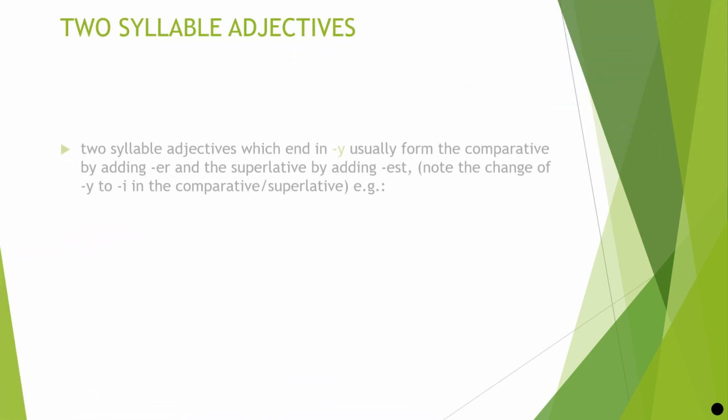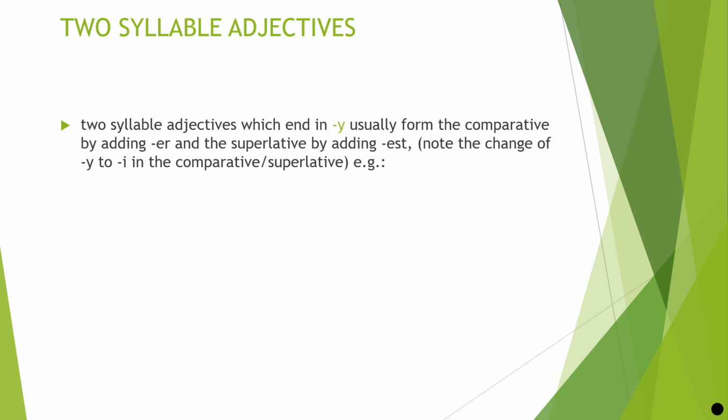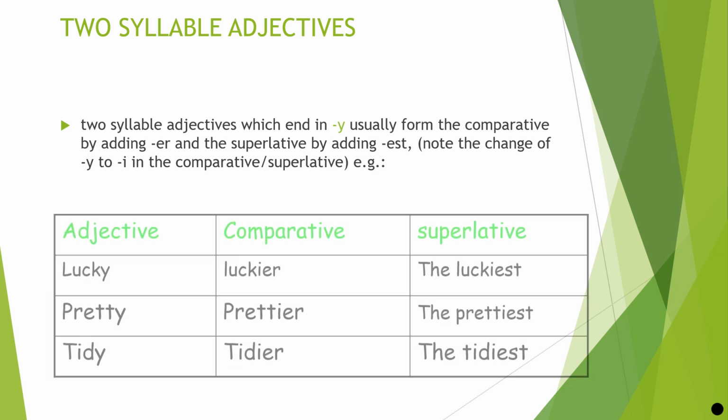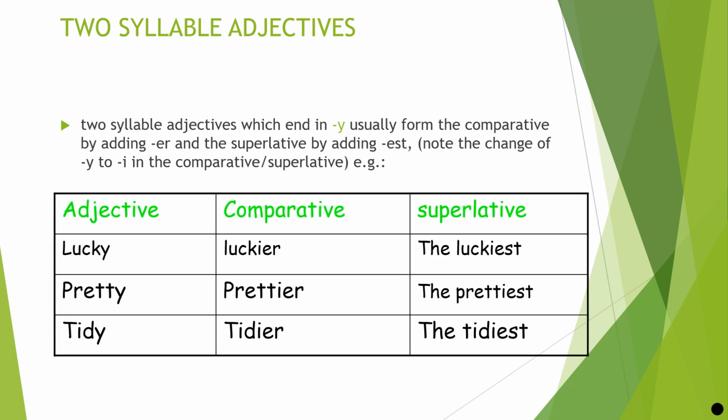Two-syllable adjectives. Two-syllable adjectives which end in y usually form the comparative by adding er and the superlative by adding est. Note the change of y to I in the comparative and superlative. Lucky, y is replaced by I and it becomes luckier and the luckiest. Pretty, prettier, the prettiest. Tidy, tidier, and the tidiest.